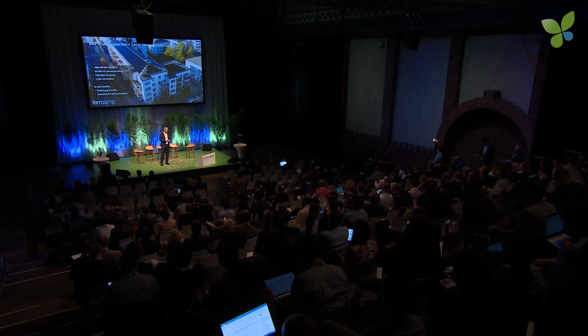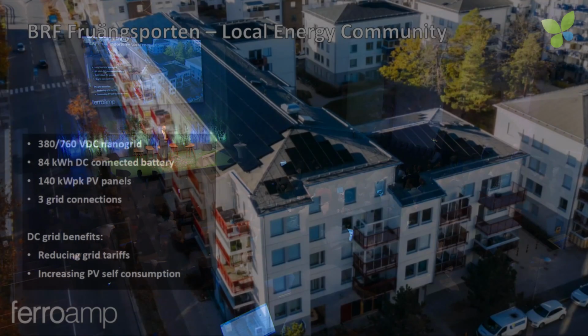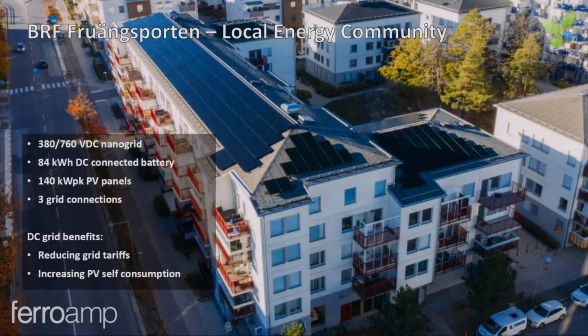So how can this look in the real world? This is one example. This is one of our customers south of Stockholm. It's a housing association with about 100 apartments, 3 different buildings, 3 different grid connections. But they have formed a local energy community using our DC grid technology. So even though solar panels are only on one of the buildings, all the buildings and the apartments can still benefit from the solar energy. And in the same manner, they have an energy storage that is shared among the buildings.